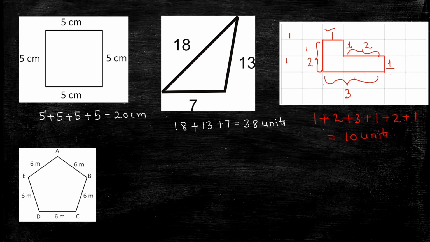Now this is a pentagon with sides 6 meters. So I have 5 sides. I will add up the 5 sides. See that all the sides are equal. So 6, if I add it up 5 times, I get 30 meters. Or I can also write it as 5 times 6, which is nothing but 30 meters. So I have found the perimeter of a few simple figures. We just have to add up the boundaries, the edges.